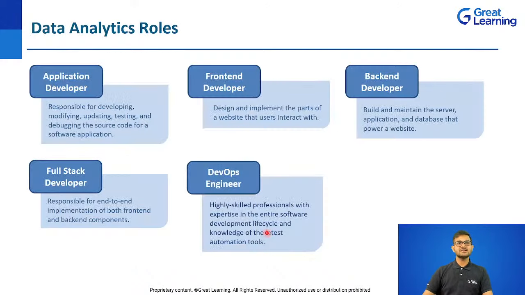Now let's try and understand what exactly are the software development roles that we have. So when we talk about different roles, some of these I have already addressed. We have application developer, front-end developer, back-end developer, full-stack developer, and DevOps engineer. So when we talk about application developer, these are responsible for developing, modifying, updating, testing, and debugging the source code for a software application.